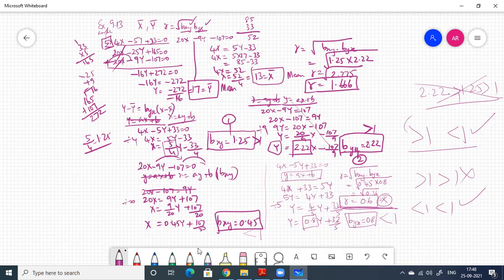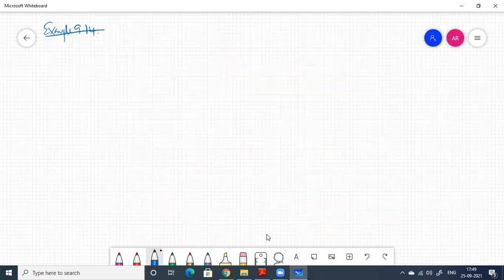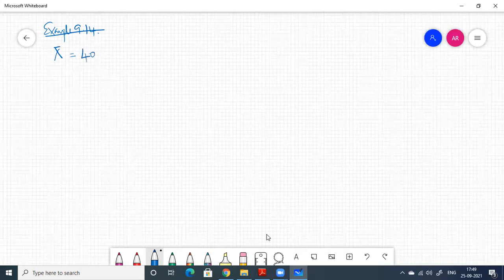Very good. Now let us go for the other sum. Example 9.13 we finished. Let us do example 9.14. The following table shows the sales and advertisement expenditure of a firm. Title is mean. Mean means x bar. x bar is for sales, it is 40. y bar for advertisement expenditure is 6. y bar is ad. x is sales.